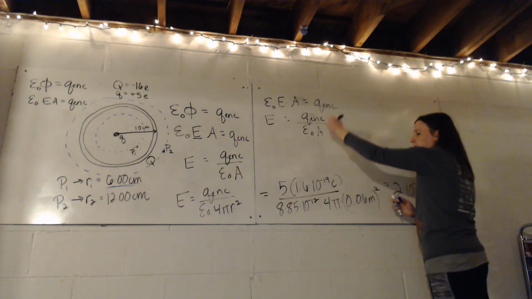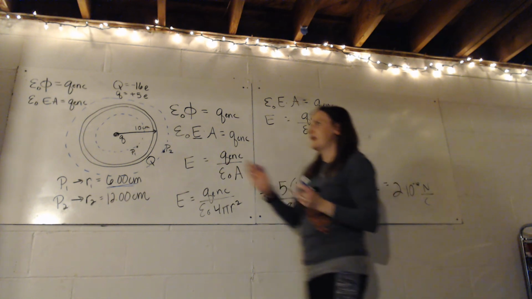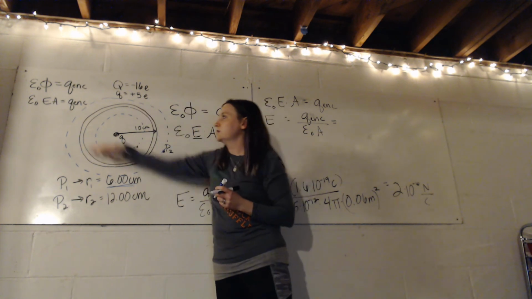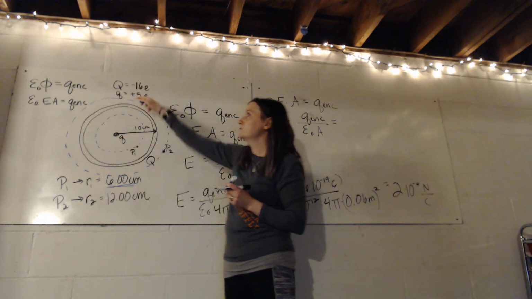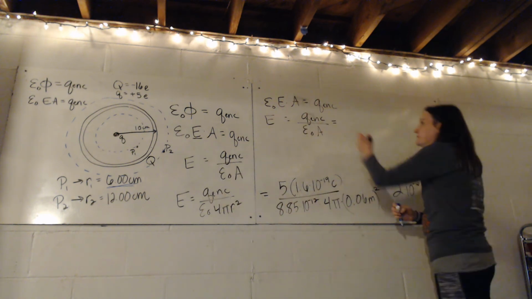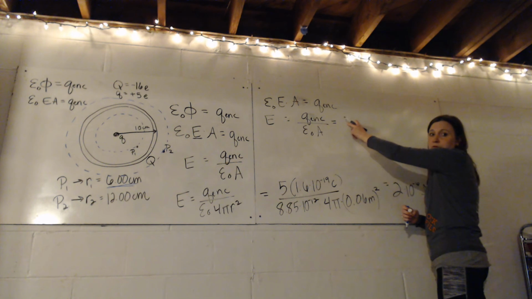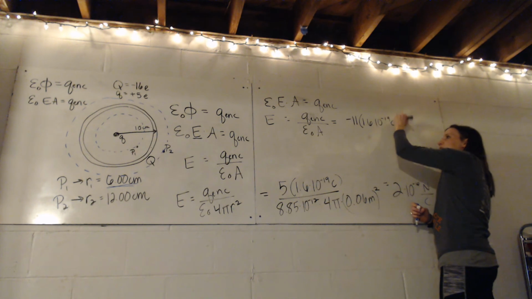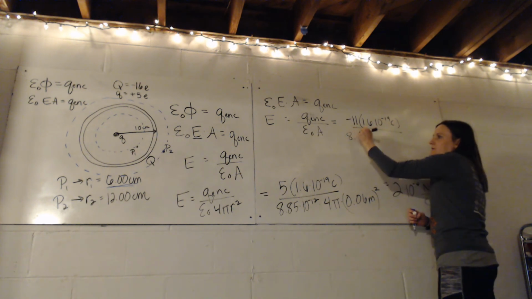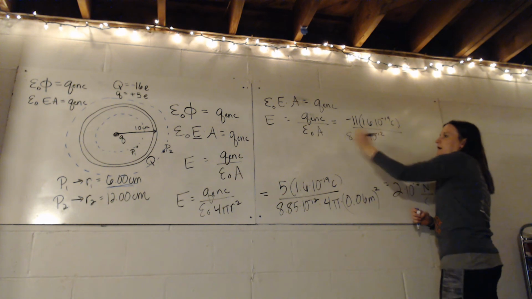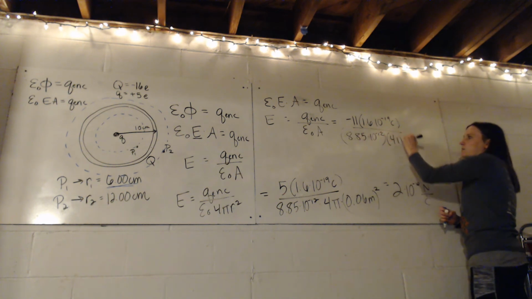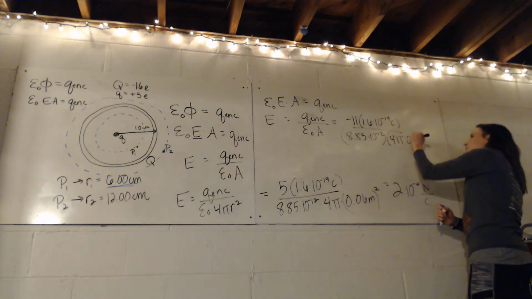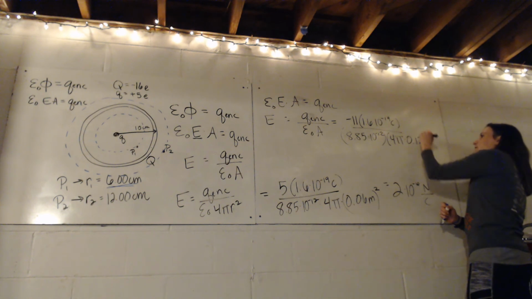And so when I go to fill my things in, for Q enclosed I have to add the total charge that's enclosed. So I have negative 16E in this shell, and then in the center I have 5E. So my total charge enclosed is negative, and I do put the negative sign in here, unlike the force equations, negative 11 times E, which is 1.6 times 10 to the negative 19 coulomb. And I divide that by epsilon naught, 8.85 times 10 to the negative 12, times the surface area of my new sphere, which is 4 pi, and the R value, again, at this bigger sphere is 12 centimeters, so 0.12 meters, and I need to square that.